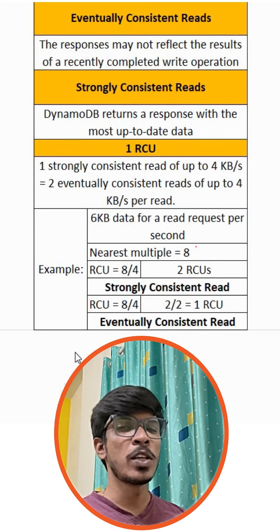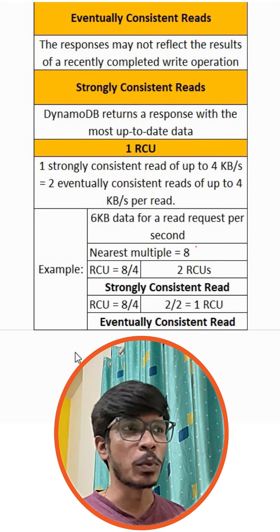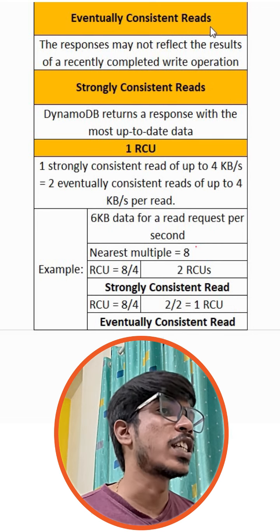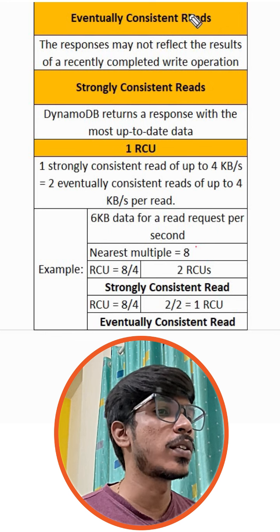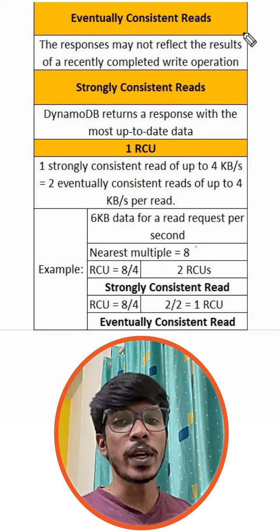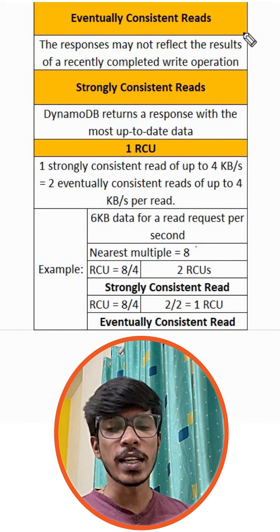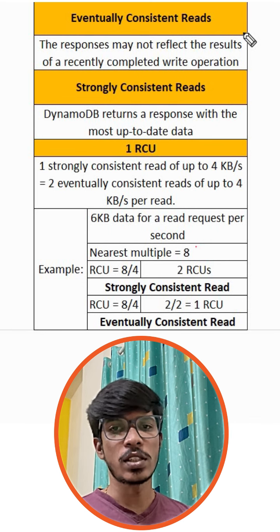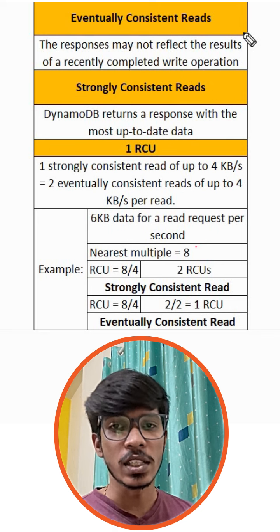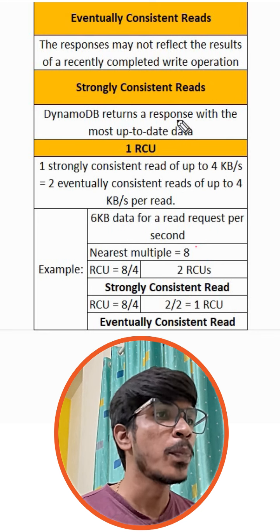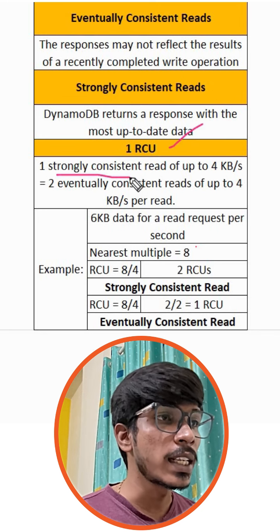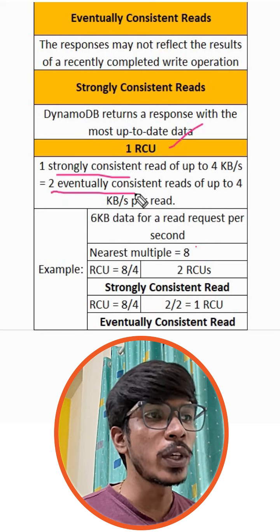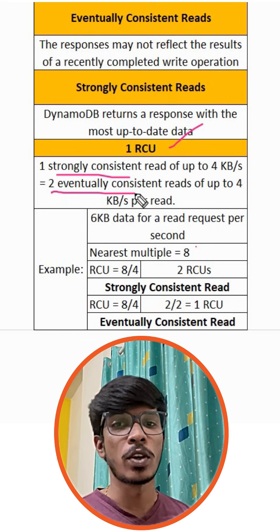Let's understand how AWS calculates read capacity unit in DynamoDB. Before getting into the calculation, let's understand what is eventually consistent read and strongly consistent read. In eventually consistent read, the latest data written into the DB is not considered, whereas in strongly consistent reads, the DynamoDB returns the latest response with the latest written data. So one RCU is either one strongly consistent read or two eventually consistent reads up to 4 KB of data.